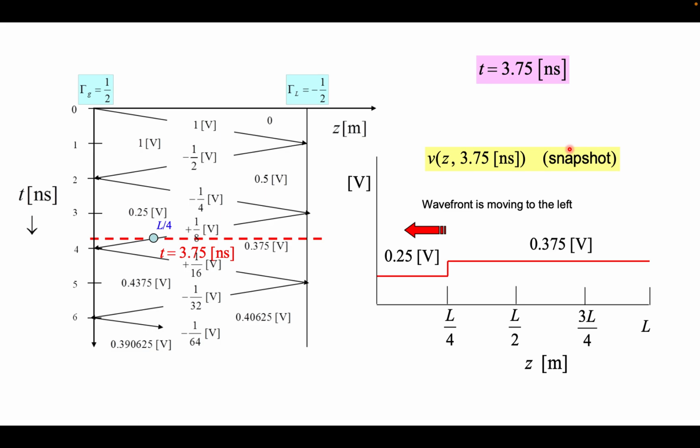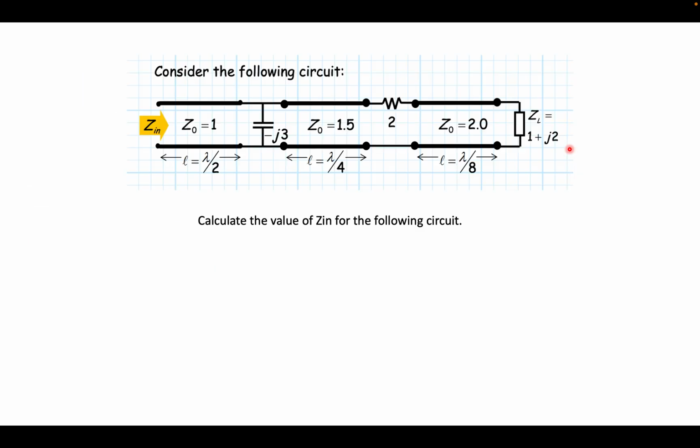So now I will move on to the last problem, and again I will wait, and I want you to solve that problem. So consider the following circuit. You see, this is some complex network. For this whole circuit, you need to calculate the value of the input impedance.